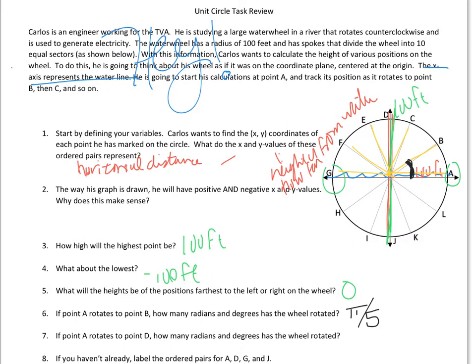To change that to degrees, I could do 180 divided by 5, or I could convert by multiplying by 180 over pi. Notice it's the same thing. It's 180 divided by 5, and that is 36 degrees.